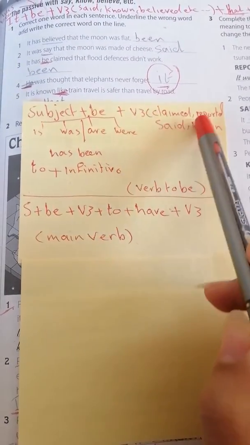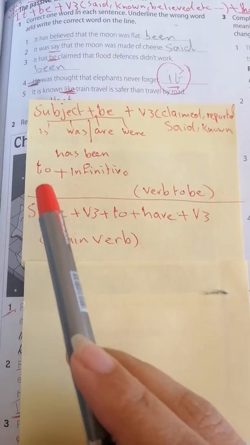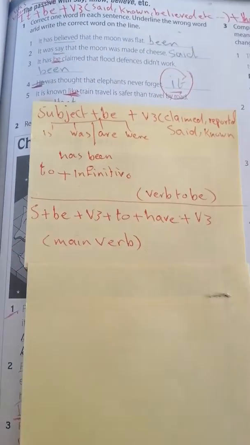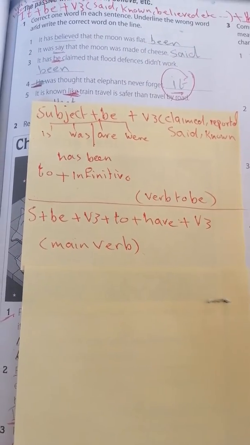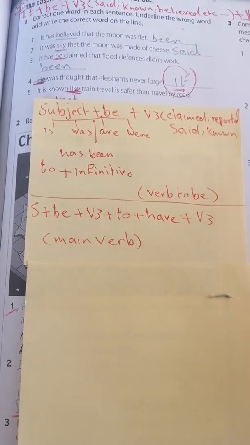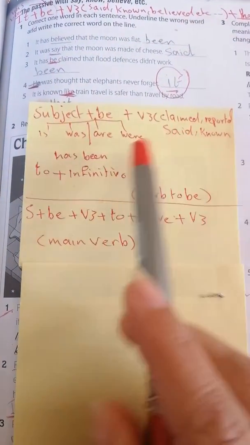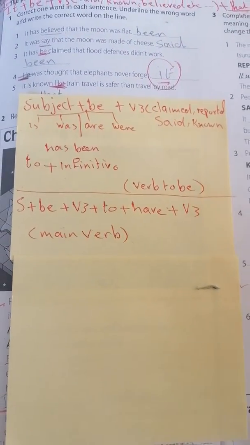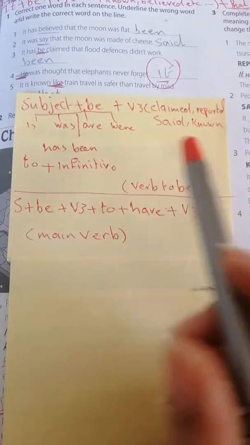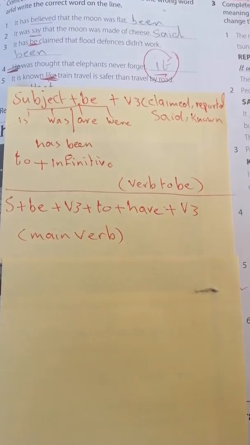These verbs are fixed, okay? And then to, and then infinitive. For example, I say, the town is said to be crowded. Why did I use to plus infinitive? Because I already have verb to be in the sentence. I don't have a main verb.